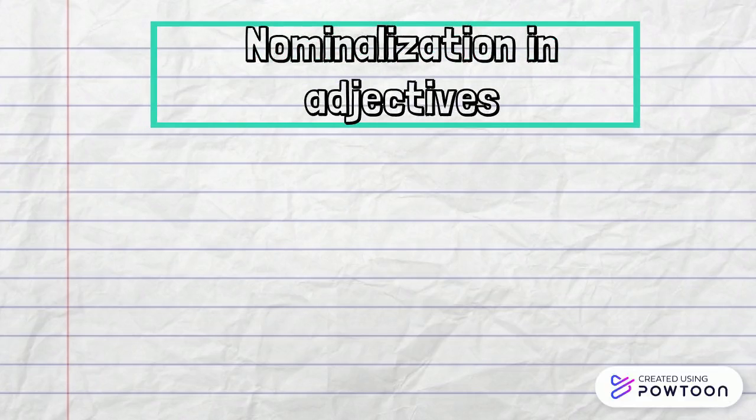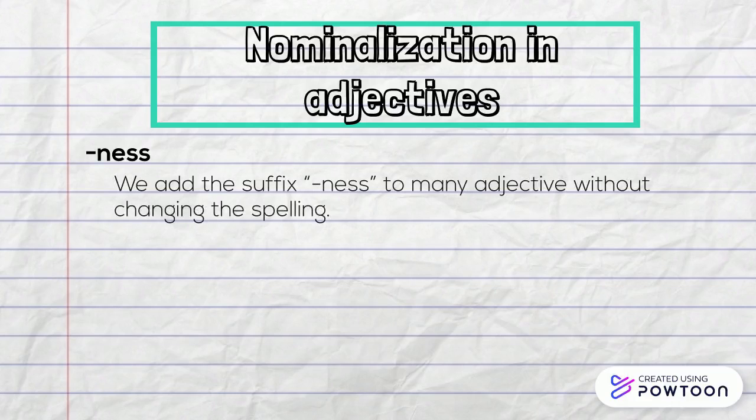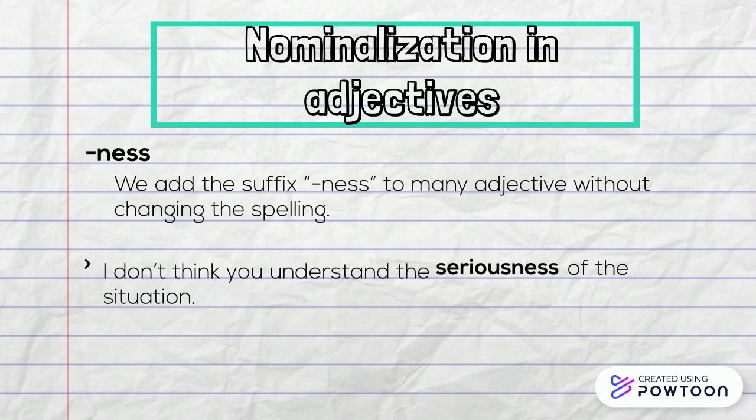So now we have nominalization in adjectives. The first suffix that we use to add to adjectives is -ness, and it is added to many adjectives without changing the spelling. One of the examples we have here is, "I don't think you understand the seriousness of the situation." So we have the adjective serious, we add -ness and it becomes a noun, but in this sentence it's still an adjective.